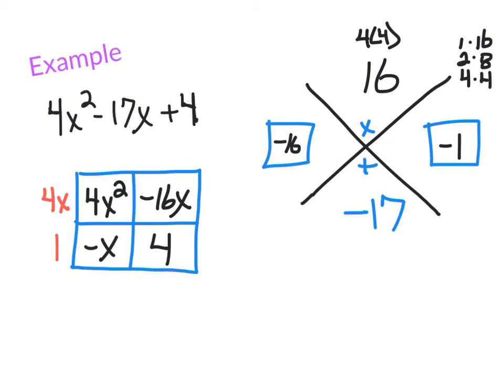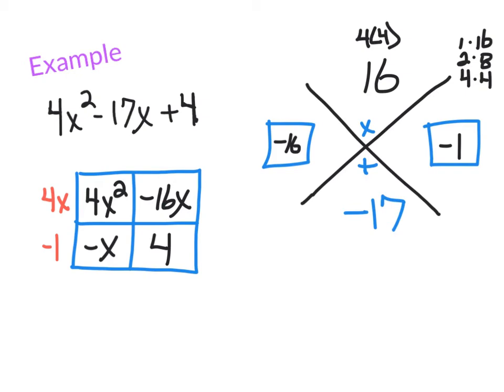Now this is tricky. This one's positive and this one's negative, so normally we would only take out a positive. However, in this little game with the negative 16 and the negative 1, because both of those are negative and the c is positive, then we have to take out the negative. So that's going to be 4x minus 1. Again, that's because these two are negative.